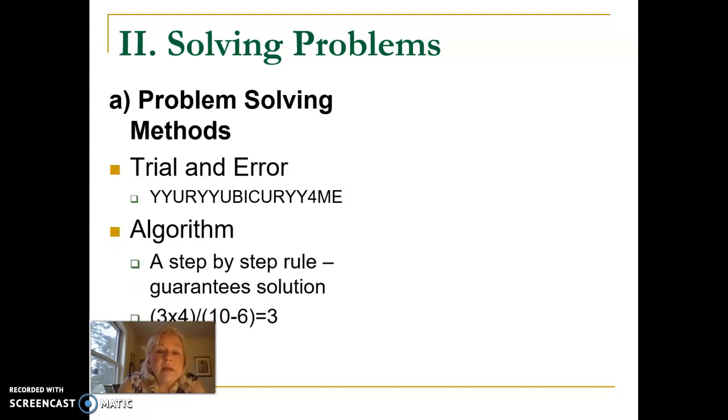An algorithm is a step-by-step rule that guarantees a solution. So we know from our math facts that 3 times 4 is 12. We divide that by 10 minus 6, which is 4, and that equals 3. Algorithms are great. They help us to solve a problem. I mean, sometimes I really enjoyed my math classes because I knew if I had the problem right or wrong. So algorithms guarantee a solution, but sometimes if you're looking to try to find, for example, a doctor using an algorithm, if they try every single diagnostic test that's available, it's going to take a long time.